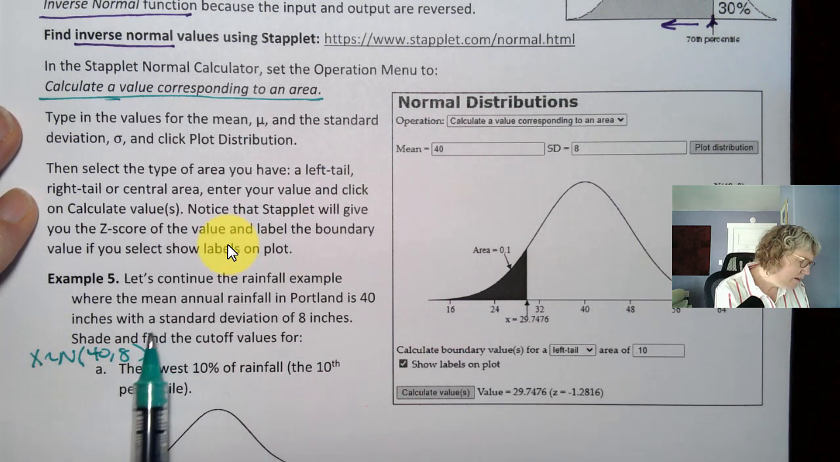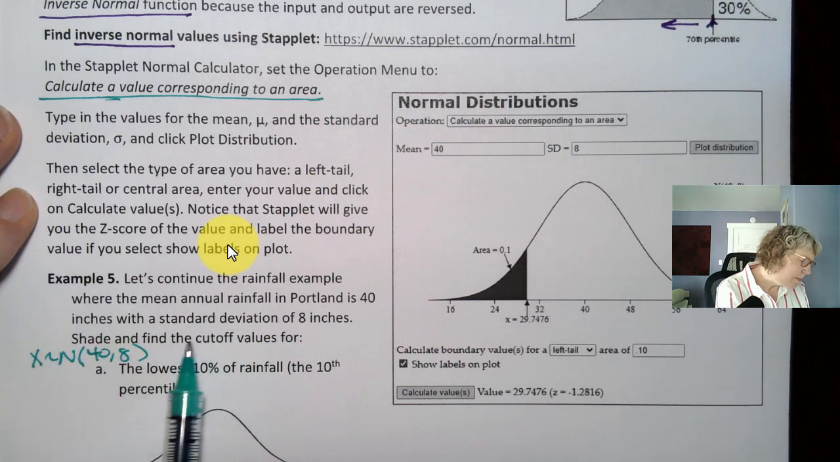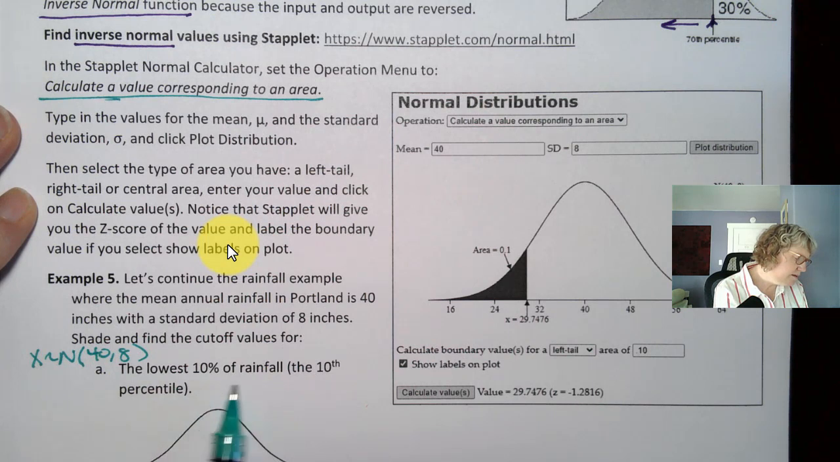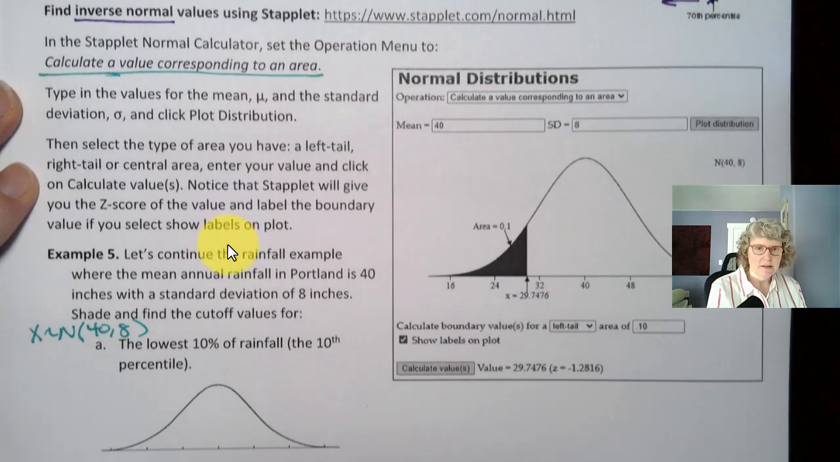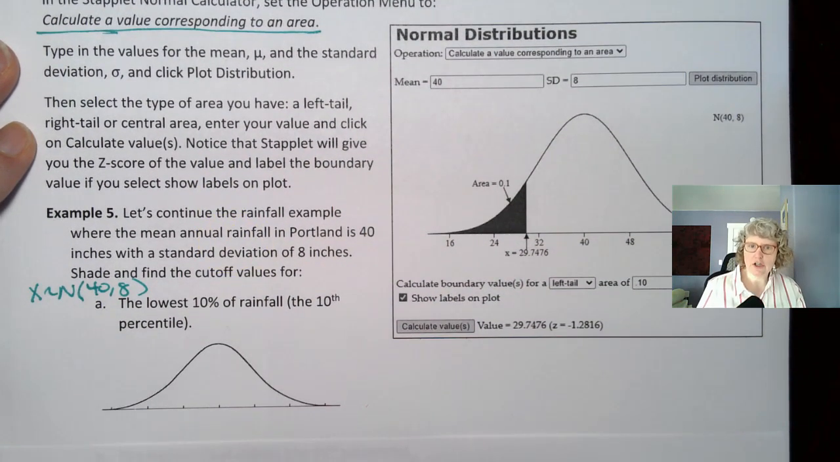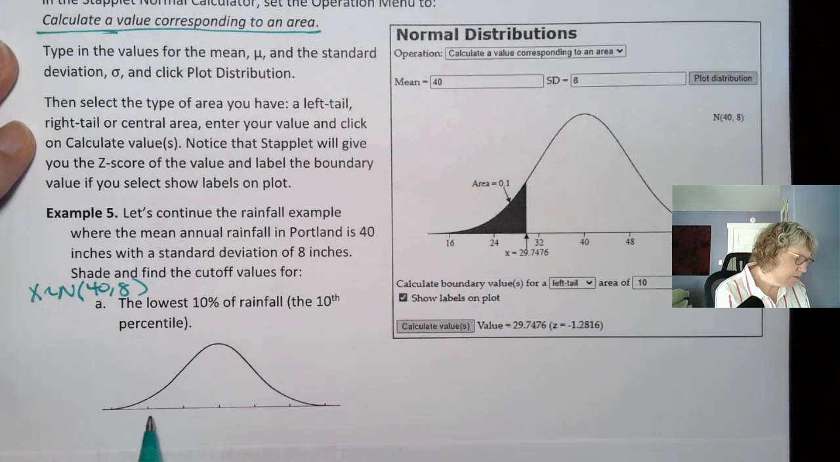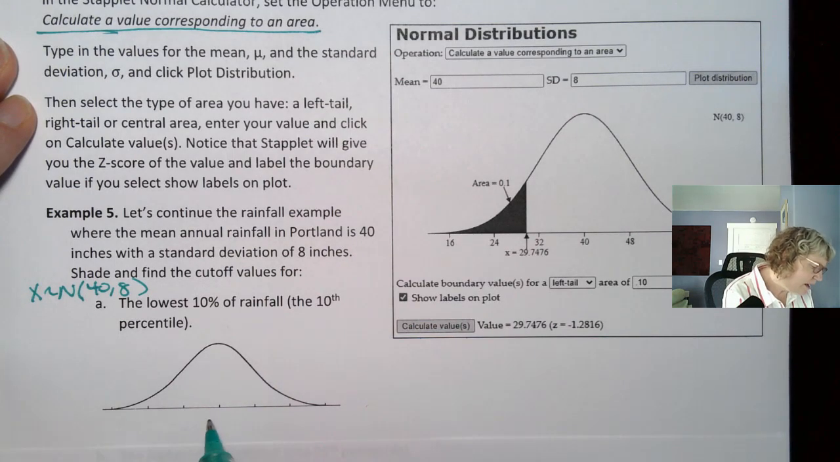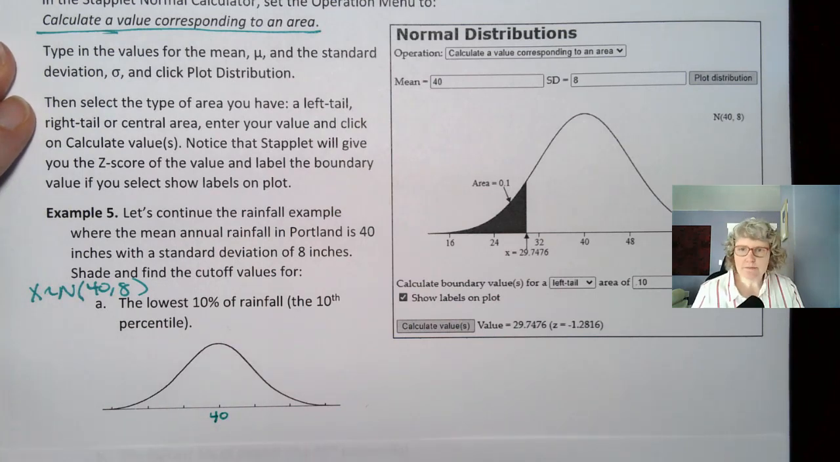It says shade and find the cutoff values for the lowest 10% of rainfall. So what's the driest 10% of years? I don't know exactly where 10% falls, so I'm going to look at the picture first. But I do know that 40 is in the middle.